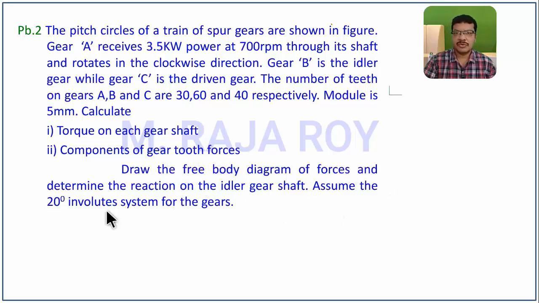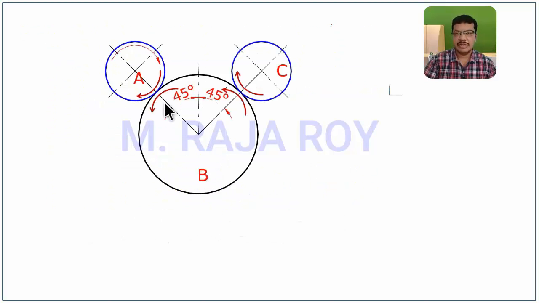Draw the free body diagram of force and determine the reaction on the idle gear shaft. Assume the 20-degree pressure angle for all gears. This is the arrangement. Gear A is the driving gear.